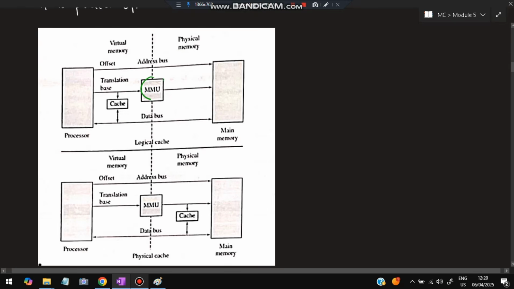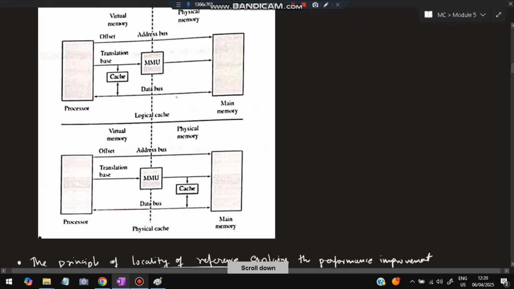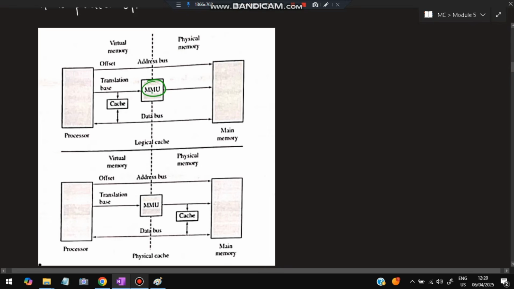As you can see, there is the MMU here, which is the memory management unit. Between the processor and the main memory, there is cache. Cache can either be before the MMU or after the MMU. So what difference does it make? If it is before the MMU, MMU means what? Memory management unit. It manages all the addresses and the data and so on.